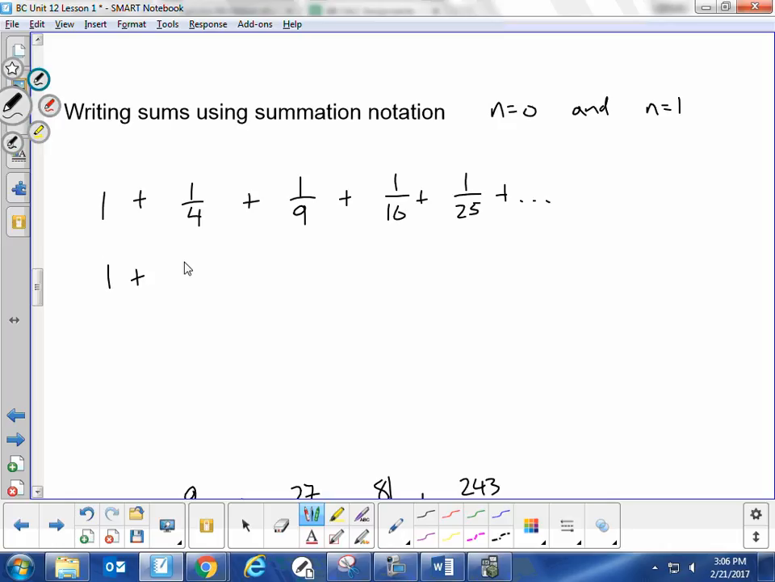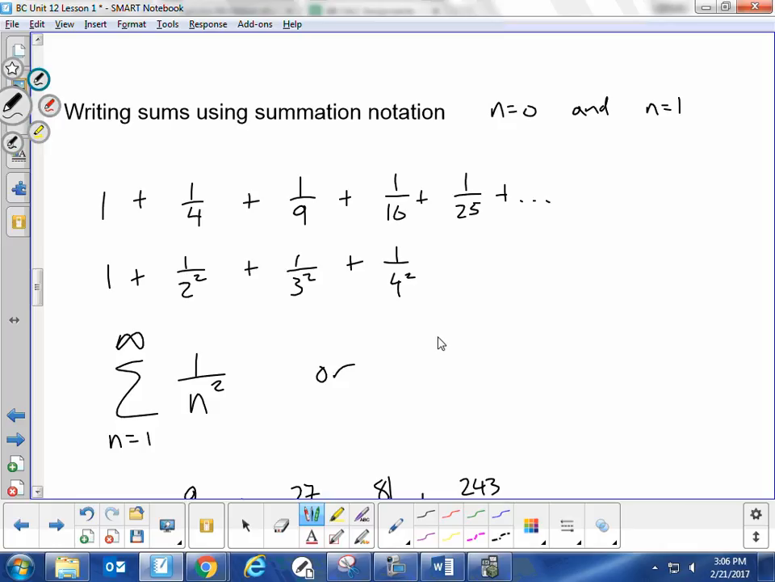Well, it looks like you're just taking your integers and squaring them in a denominator, right? All right, well, how can we list that? It's going to be the sum of 1 over my n value squared, right? Let's see if that works. If I take n and it starts at 1 and goes to infinity, will that work? 1 over 1 squared, 1 over 2 squared, 1 over 3 squared. Good, that's my first one.